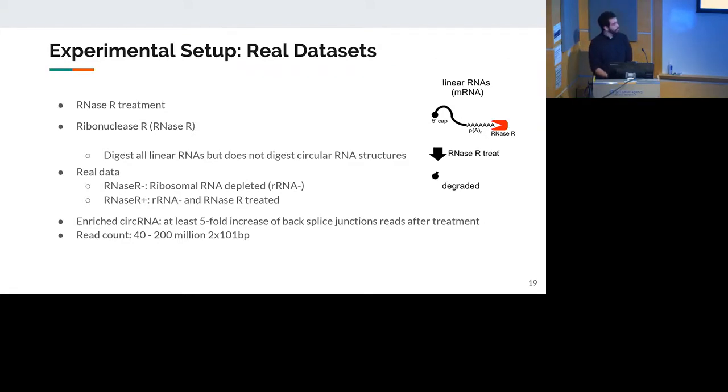There's a term called enriched circRNA, which are the circular RNAs that have at least a 5-fold increase in the number of back-spliced junction supporting reads when we look at the treated sample.